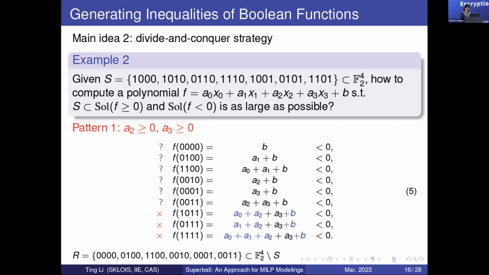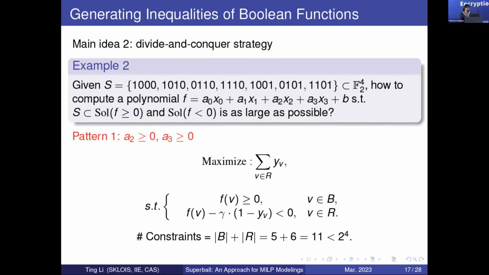The last 3 constraints can be eliminated because they cannot hold, since these blue parts are constrained to be non-negative. And we only need to consider the points in R in this type of constraints. Thus, in this way, the number of constraints can be reduced from 16 to 11 in pattern 1.